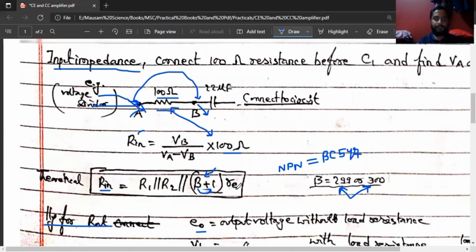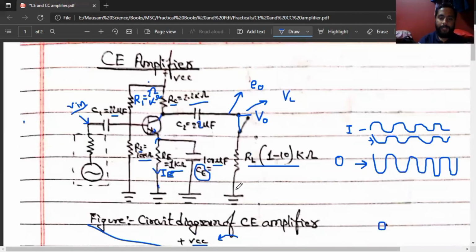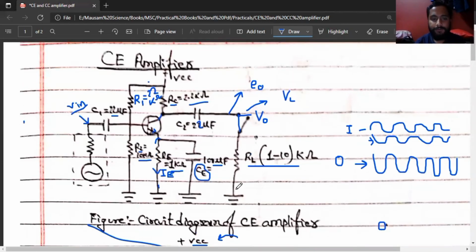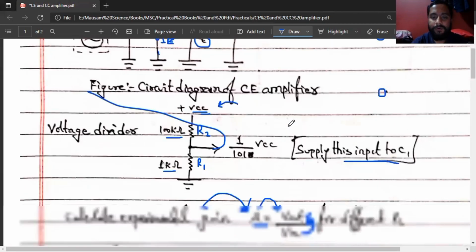So I hope you are clear on this CE amplifier. You all are clear on the CE amplifier. Okay, one thing I forgot. Before doing anything, at first we'll supply here the voltage divider, and we'll check each and every output voltage by varying this resistor, and we'll note all this in tracing paper. Okay, and our CE amplifier work will be over.